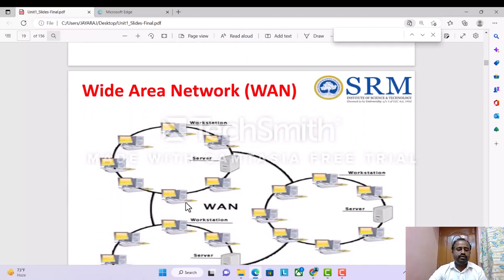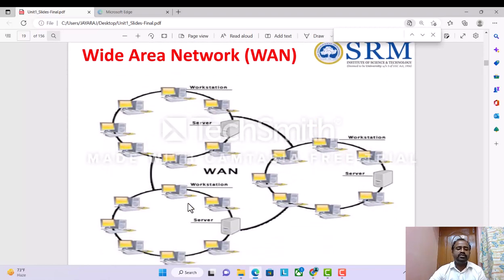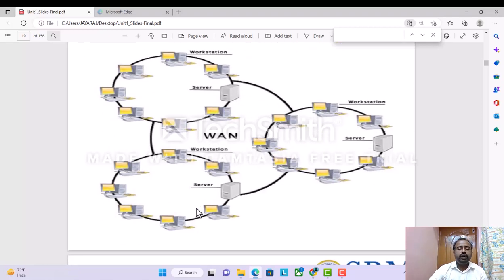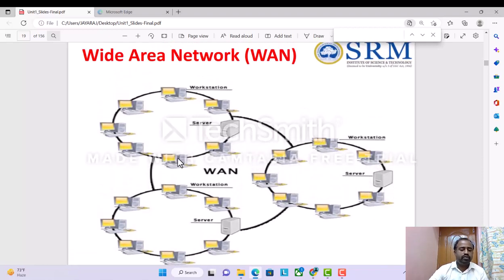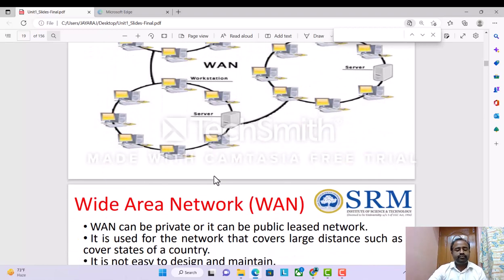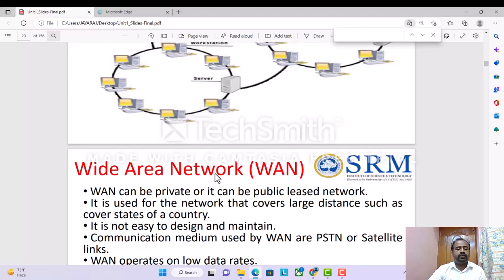Then wide area network, WAN. Now we can see the server and workstations, and then they have been finally integrated into a network. You can see a single workstation here, next workstation, next workstation. When we combine this entire network into a single one, we have this WAN, wide area network. What is this wide area network? This wide area network can be private or public.